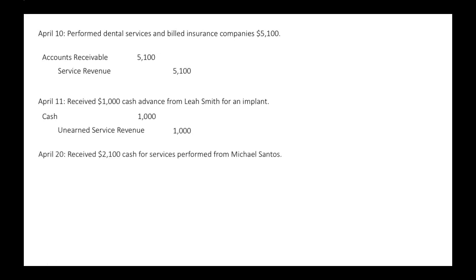Now on April 20th, you received $2,100 for services performed, and you received it from Michael Santos. So another one of our customers paid us money for services. So what did we get? We got cash, right? So our cash has to be debited here to make it increase.